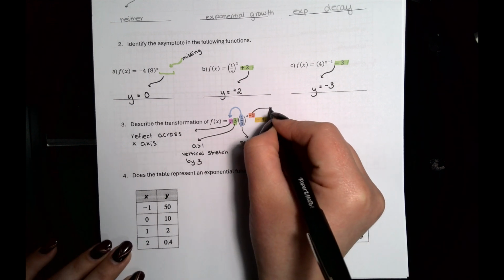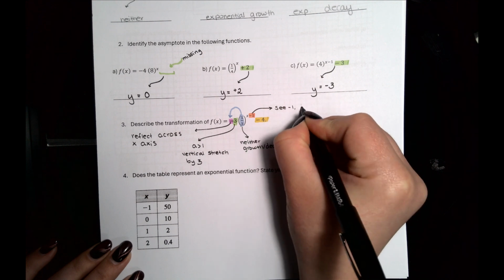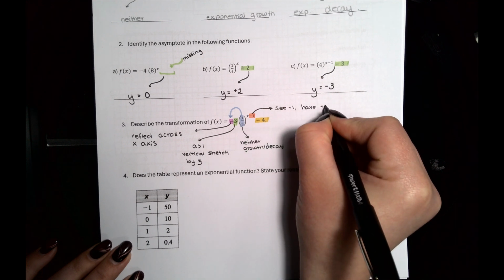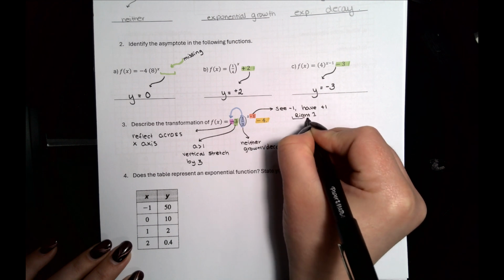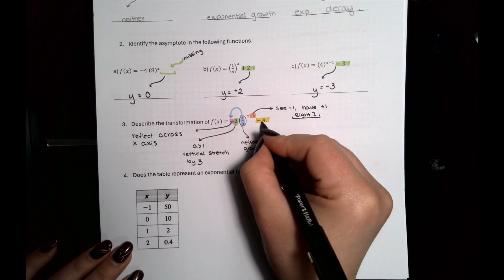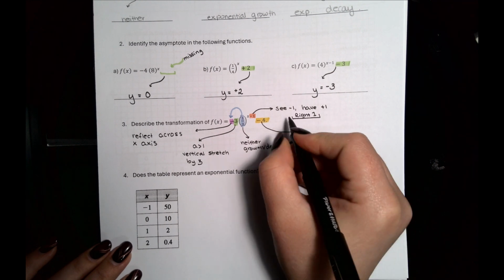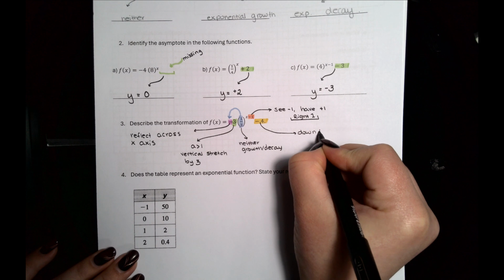Here we have our h value. It's the opposite of what we see. So we see a negative 1, which means we have a positive 1, and we go to the right 1. So this is what the transformation is: right 1. And then here we have a K value of negative 4, so we go down 4.